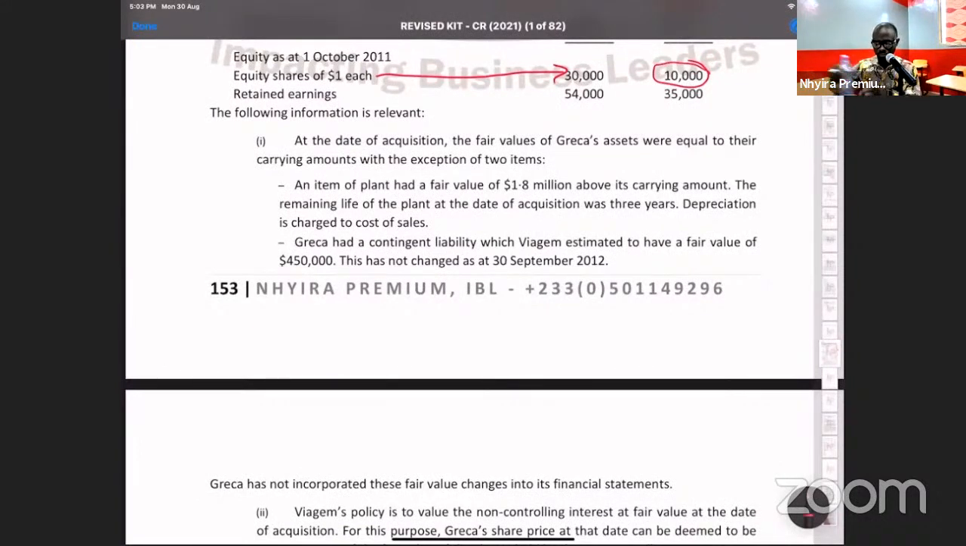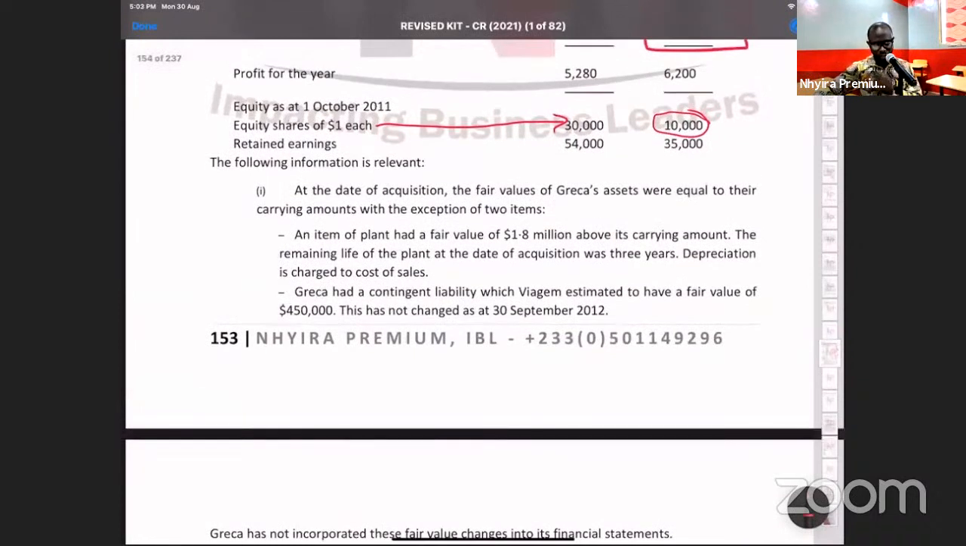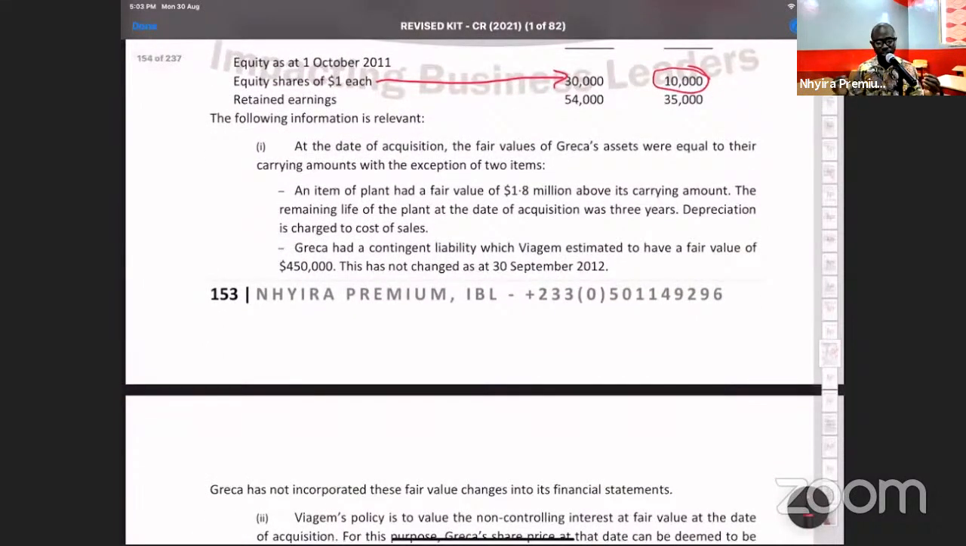Let's see note one. The following information is relevant. At the date of acquisition, the fair value of Greaser's assets were equal to their carrying amount with the exception of two items. Stay with me carefully. With the exception of two items.